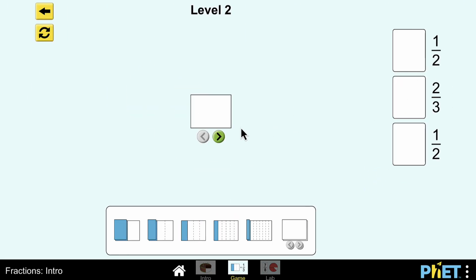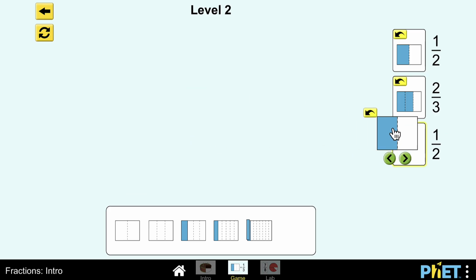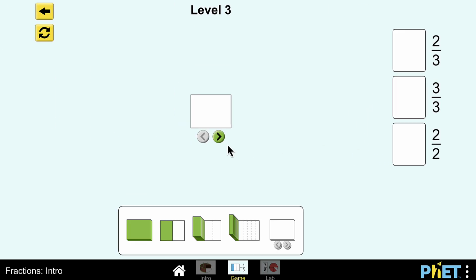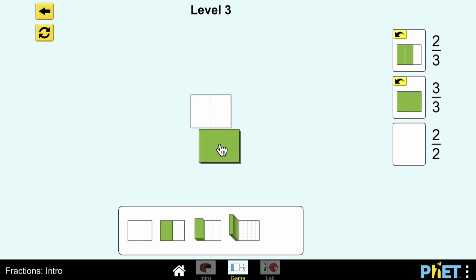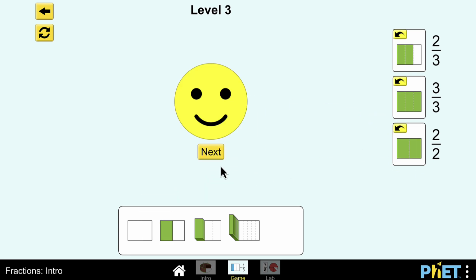Level 2. 1/2 is like this. What about 2/3? You need to divide it into thirds first. This is quarters, so I'm going to pick from here, 1, 2/3. What about 1/2? This is 1/2. Well done. What about level 3? 2/3 goes like this. 3/3 again is the same as 1 whole. I'm going to use 1 whole for that. And 2/2 is also the same as 1 whole.